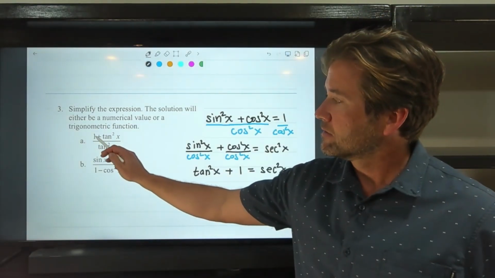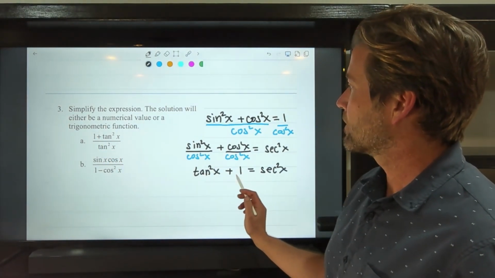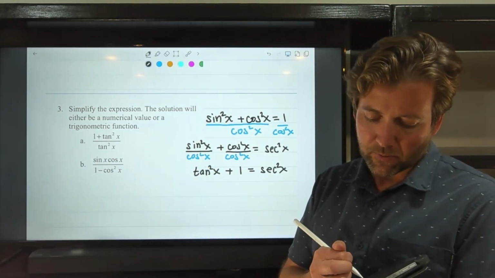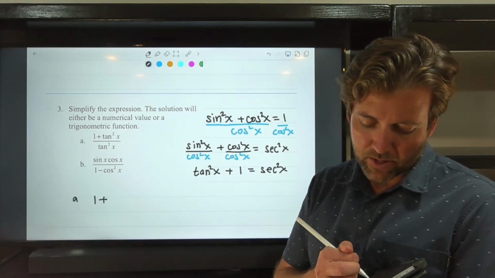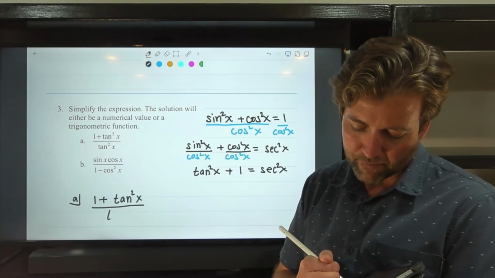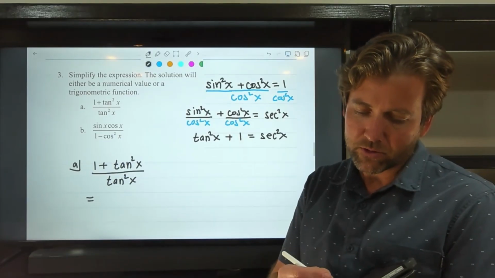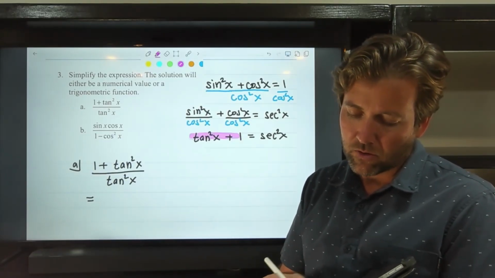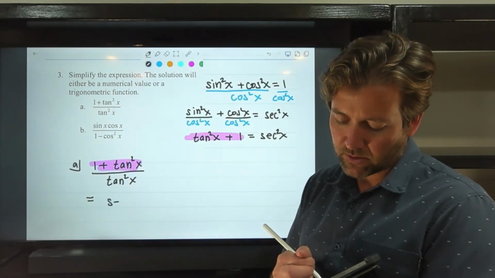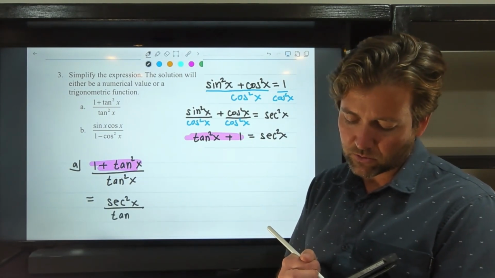Now look here. See how I have 1 plus tangent squared x, 1 plus tangent squared x. I can replace that with what it's equal to. It's equal to secant squared x. So I'm going to go ahead and rewrite part A. I'm going to replace 1 plus tangent squared x with secant squared x over tangent squared x.